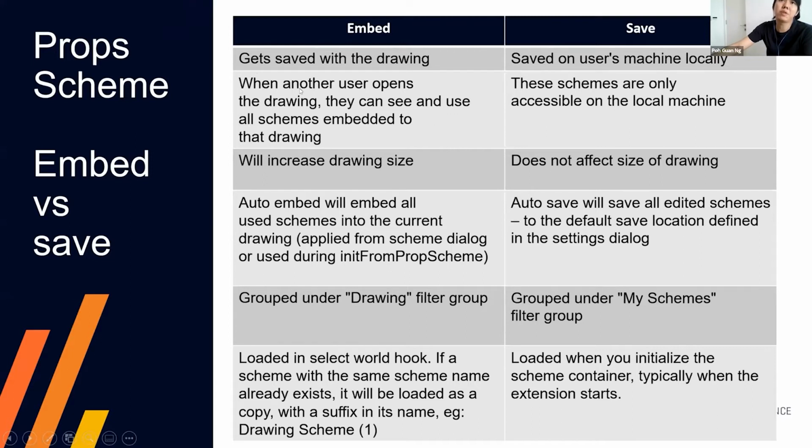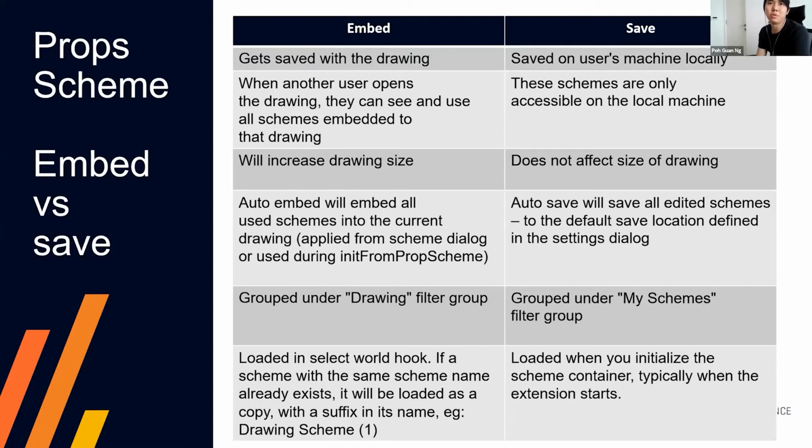When you have embedded schemes, if you send a drawing to another person, the other user can see and use all the schemes that are embedded in the drawing. Whereas if you have saved your schemes, those are only accessible on the machine where they're saved. So they work like files, basically. And since we are streaming the schemes into the drawing, embedding will actually increase the drawing size, whereas saving does not affect drawing size because you're saving it locally.